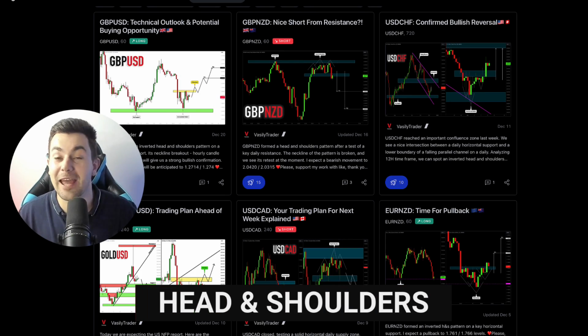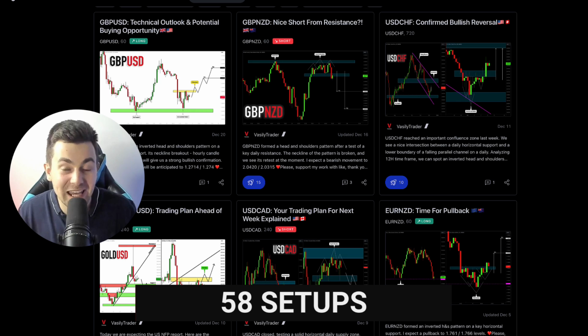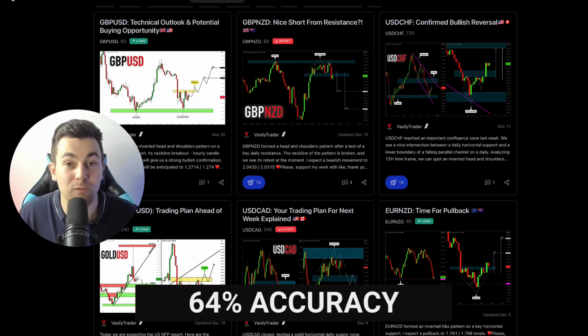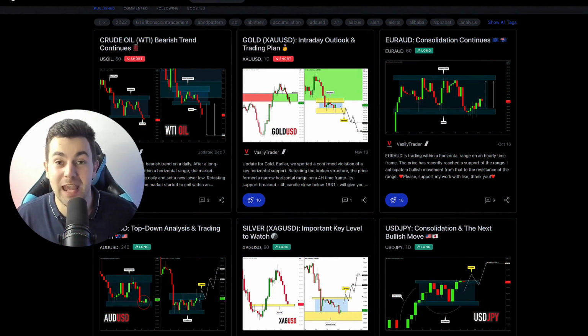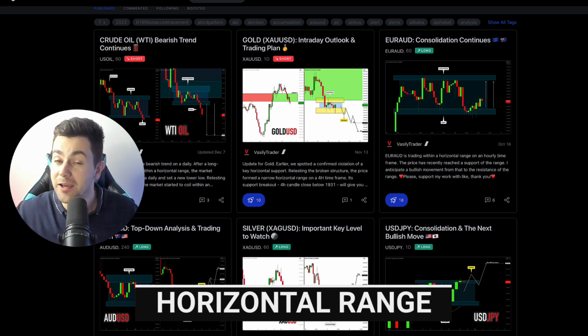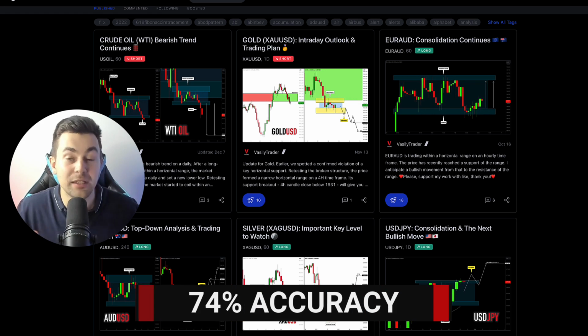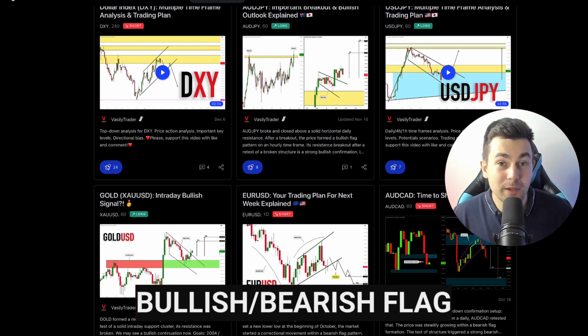Head and shoulders pattern and the inverted head and shoulders pattern. I shared 58 forecasts and signals featuring the head and shoulders pattern. The win rate of the pattern is 64%. Then goes the most accurate pattern of this year, the horizontal range. I spotted more than 148 setups featuring the horizontal range, and the accuracy of this pattern is phenomenal. It is 74%.